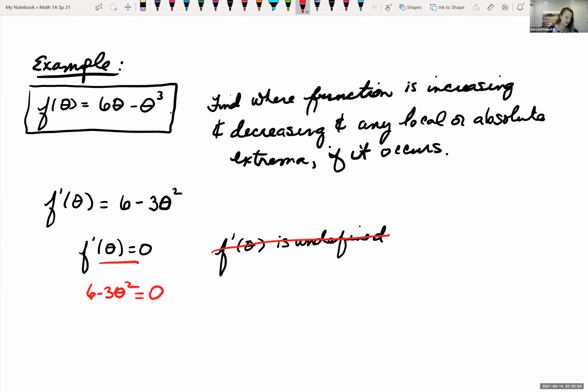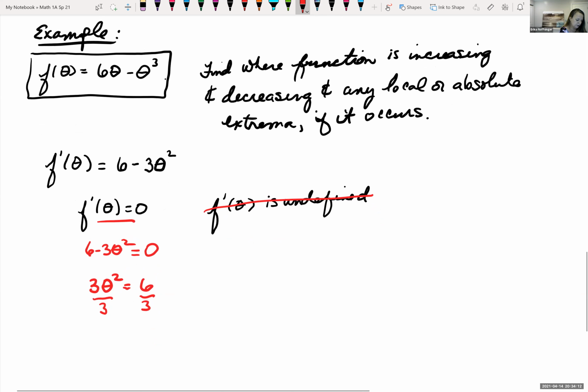Determine how you want to solve the equation. This one, we could isolate our square and then use the square root method. If I added 3 theta squared on both sides, I would get 3 theta squared is equal to 6. I can divide both sides by 3, and I get theta squared equals 2. So take the square root of both sides. There's 2 values that you can square to get positive 2, so plus or minus root 2. Okay, so these are our critical numbers.